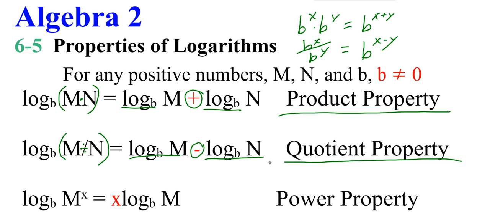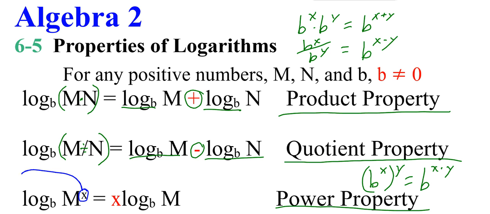And our power property comes from the fact that if we had b to the x to the y, we just took b to the x and multiplied that exponent by y. So if we have an exponent in our logarithm, we can drop it down in front, and that exponent now becomes a factor of log base b of m. That's our power property. So we're going to utilize these properties in today's lessons.